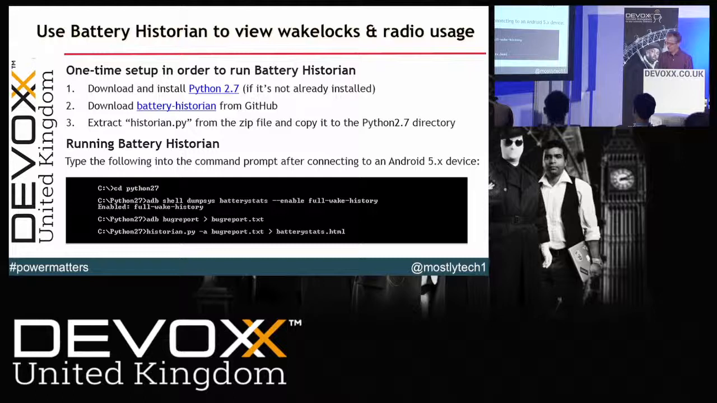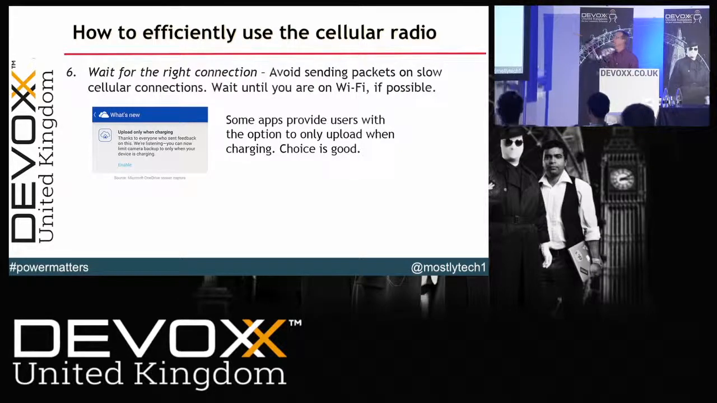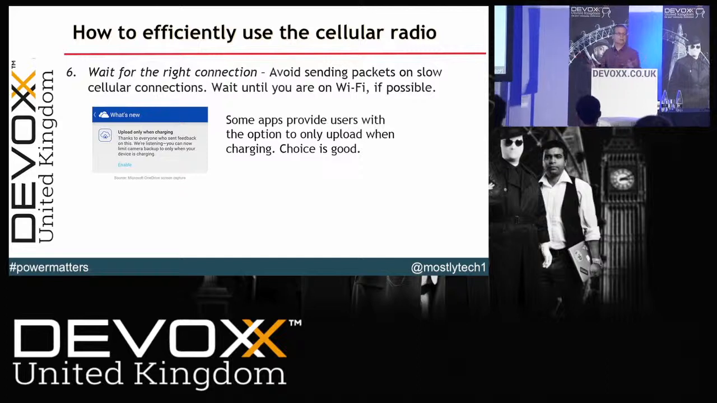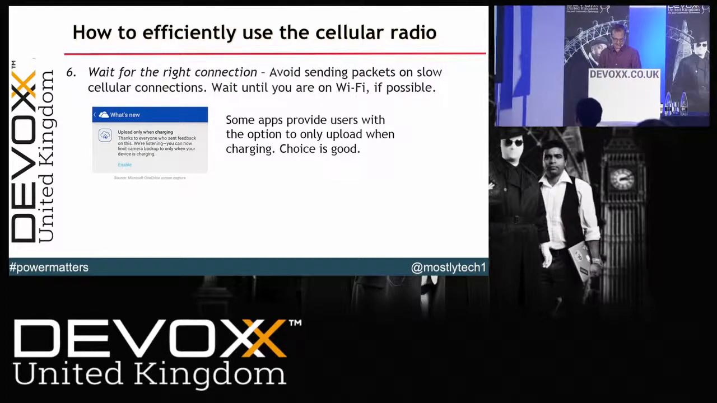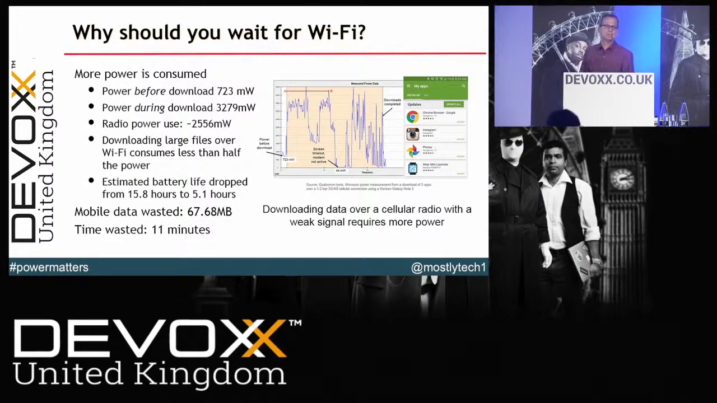Moving on. Wrapping up how to efficiently use the cellular radio: wait for the right connection. Another problem that many apps have, they don't wait until you're on Wi-Fi. The Microsoft OneDrive app actually gives you an option to wait until you're charging, which is something I wish more apps did. It makes a lot of sense. So why is this such a big deal, waiting for Wi-Fi?